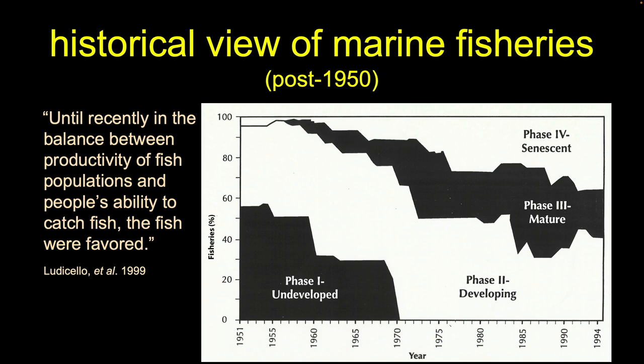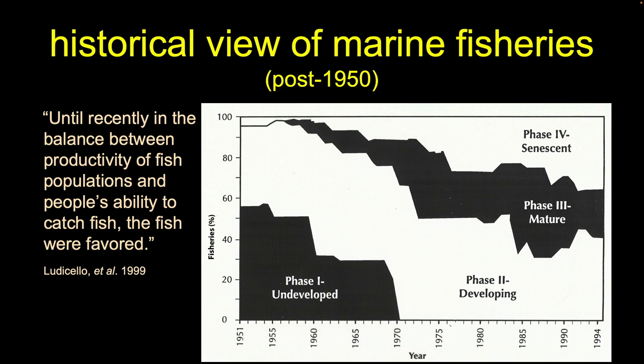Historically, so this is the modern view, modern meaning post-World War II view, I'll read the quote. So until recently, in the balance between productivity of fish populations, which again we would call a stock in modern language, and people's ability to catch those fish, the fish were favored. That's no longer the case. We are now totally able to find just about every morsel of fish out there using our technology, using our capabilities, using our fossil-fueled fleets and sensors and all that kind of stuff.